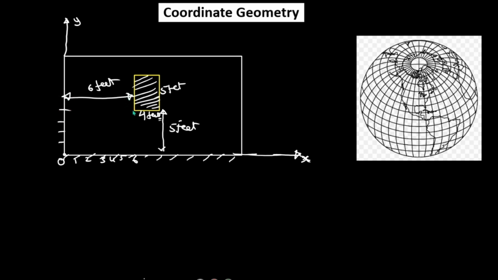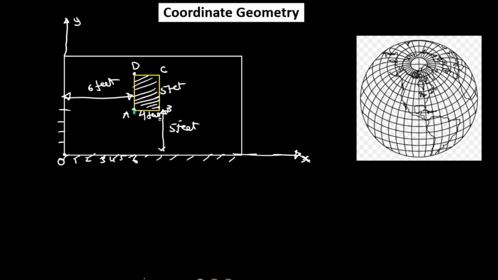Let's name some corner points for the window: this is A, this point is B, this point is C, and this point is D. The window is rectangular and has the corners A, B, C, D. It is located 6 feet away from the vertical y-axis and 4 feet away from the horizontal x-axis. Whenever we move vertically up, we are moving the distance in y. Whenever we move left to right, we are increasing the distance in x.